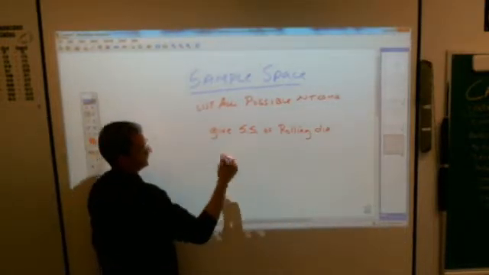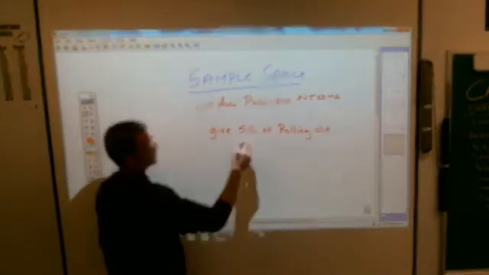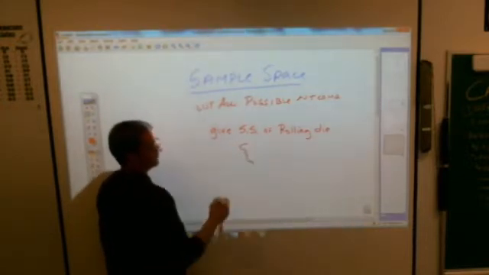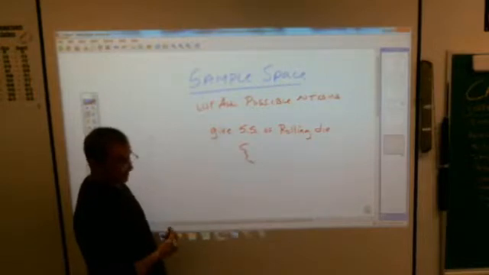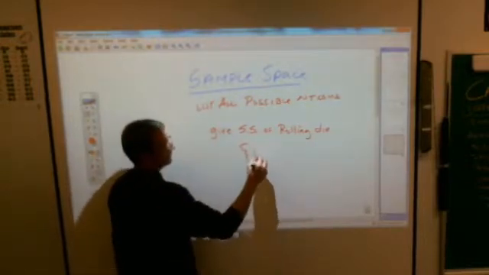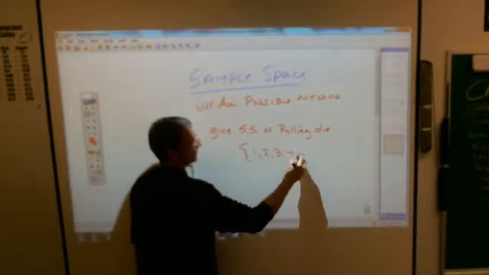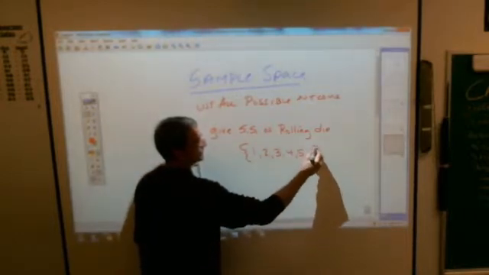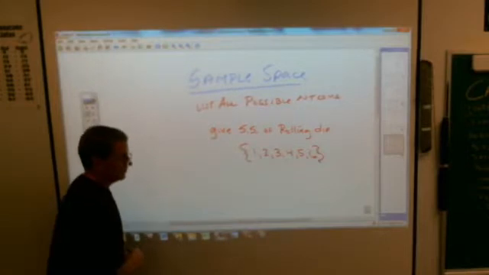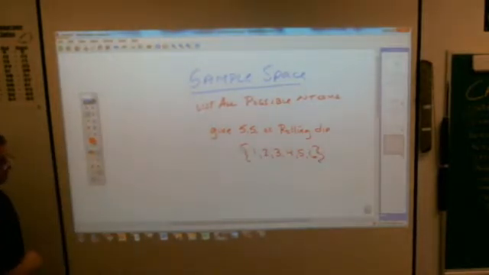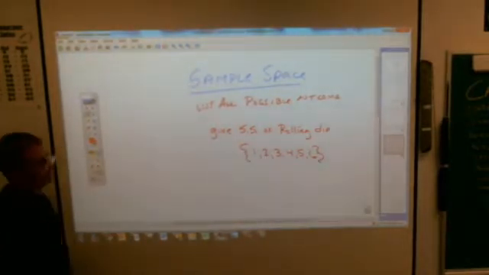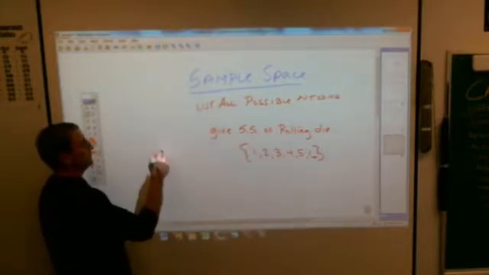you would say this, and by the way, since it's a set of numbers, we put it in this little lovely thing we call a brace. And you just have to list all the combinations of rolling a die: 1, 2, 3, 4, 5, and 6. That's your sample space. What about the sample space of flipping a coin?